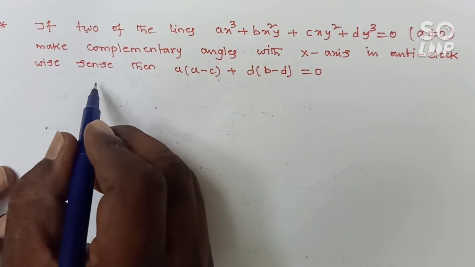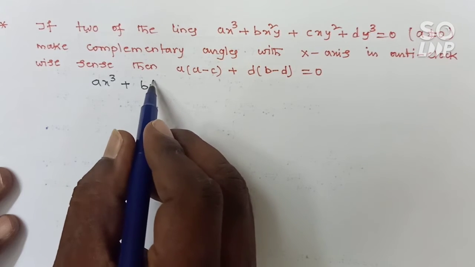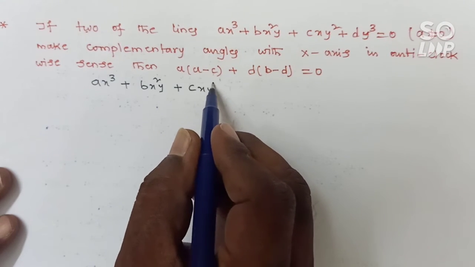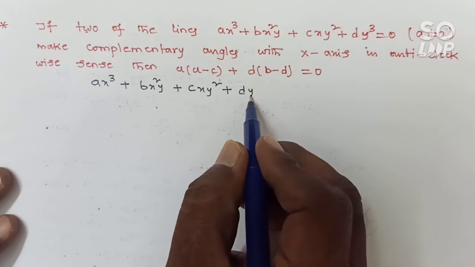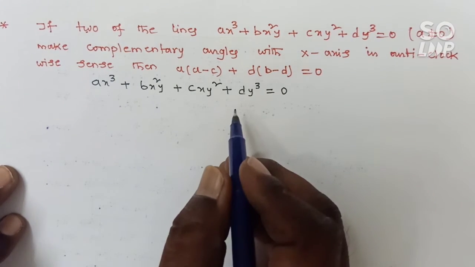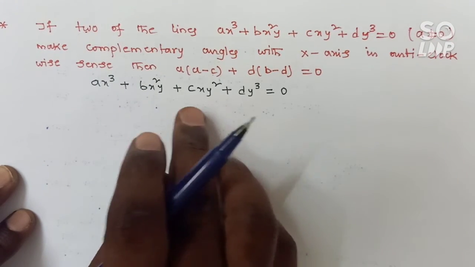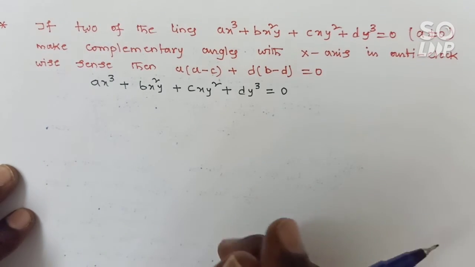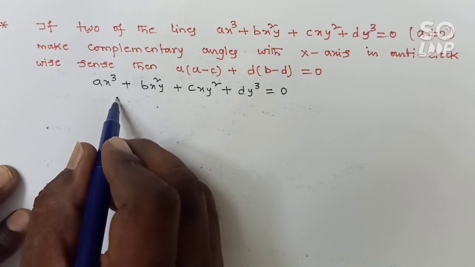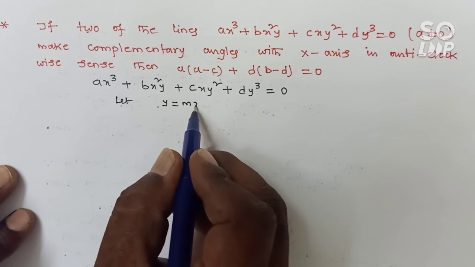So here you take a x cube plus b x square y plus c x y square plus d y cube is equal to 0. Now this equation represents 3 lines passing through the origin. We know the line passing through the origin is y is equal to mx, where m is the slope of the line. So here let y is equal to mx.